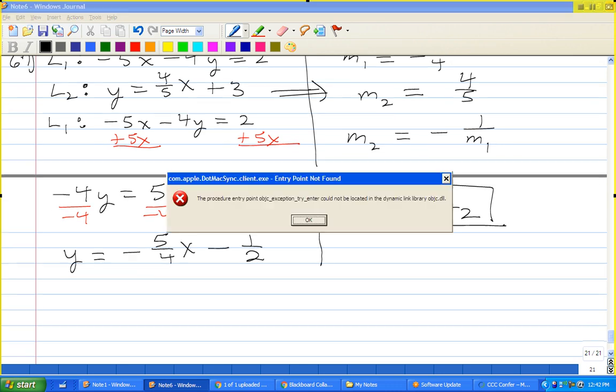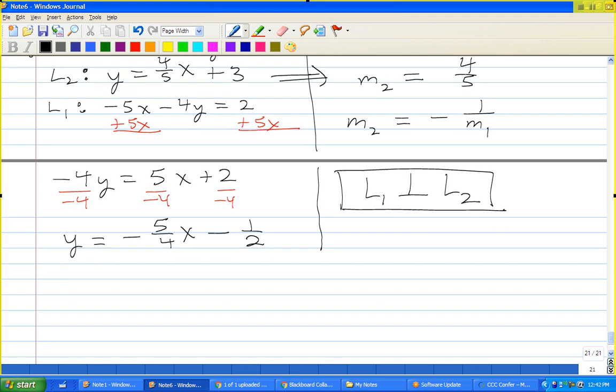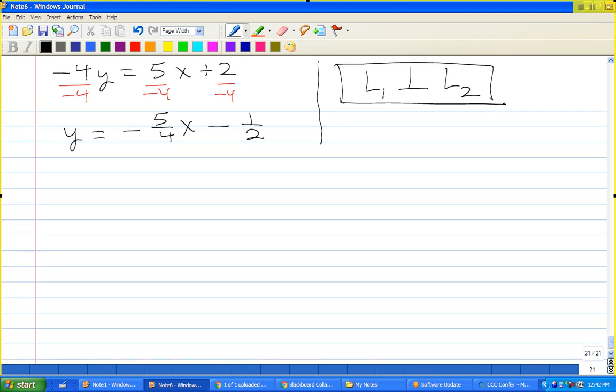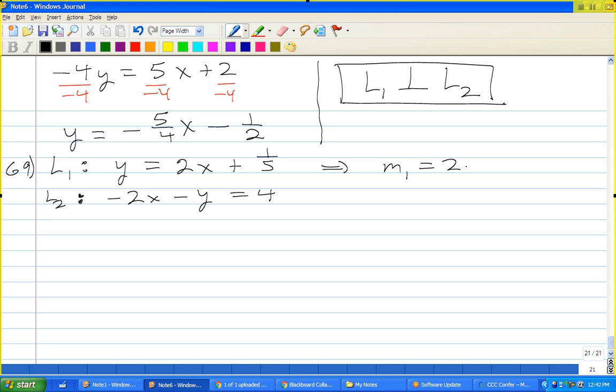Let me do 69. Okay, darn. Okay, let me do 69. L1: y equals 2x plus 1/5. L2: negative 2x minus y equals 4. Okay, so the first line, I have that the slope is 2.